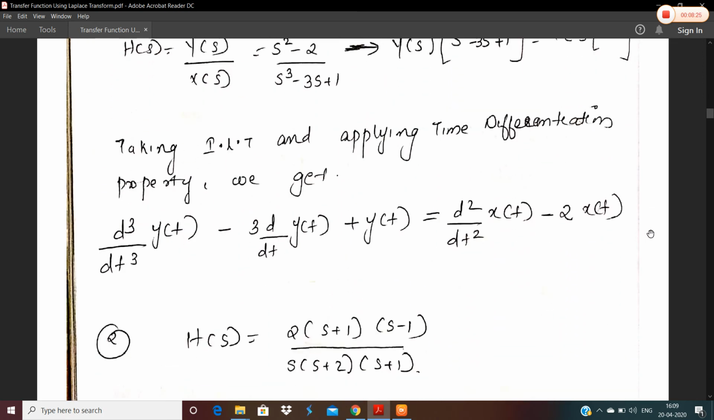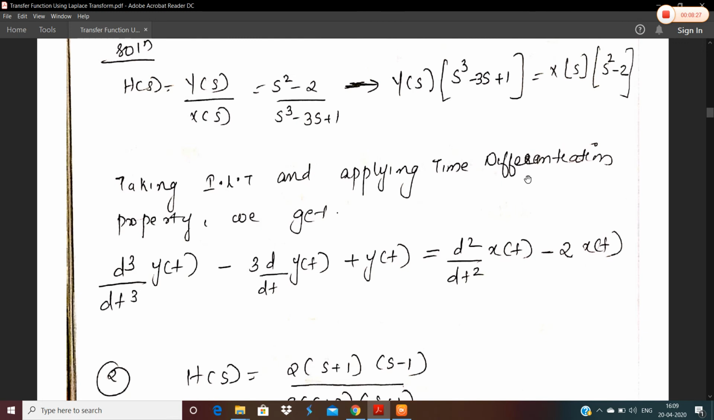Next, we will take the inverse Laplace transform and apply the inverse of the time differentiation property. s cube is nothing but d cube by dt cube, and y of s is common to this section and x of s is common to that section. So s cube means d cube by dt cube into y of t, minus, here there is 3s, so it becomes minus 3 into d by dt of y of t, plus 1, that is, y of s is only there, so it is y of t.